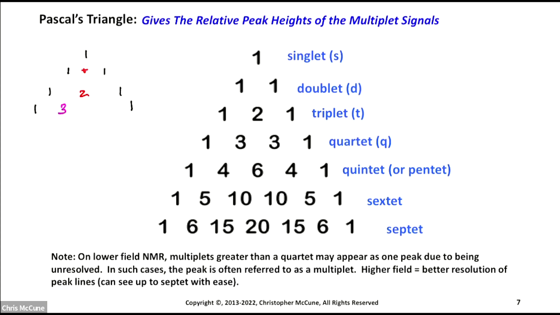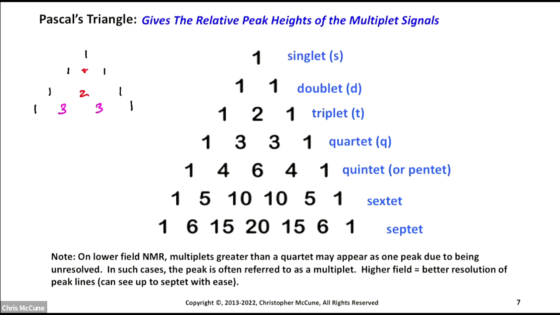And then if you add these 2 numbers up, you also get 3. That's how it gets constructed. What it's really nice for here in the NMR for simple cases is that it tells you the peak height ratio for each splitting pattern.